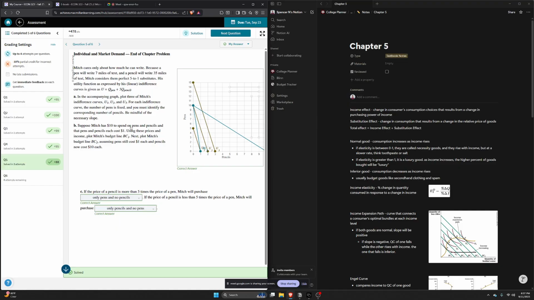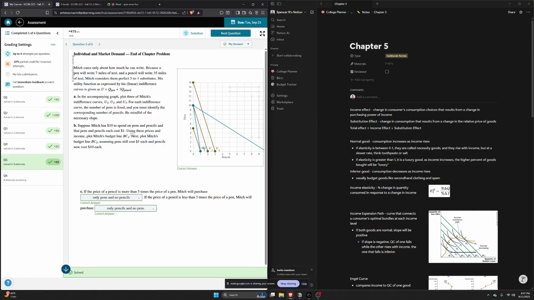So he has $10 to spend on pens and pencils, and they each cost $1. So that's this line right here. It goes from 10 to 10 because he could either buy 10 pens or 10 pencils. And then you'd find that the utility curve it matches up with would be right there.